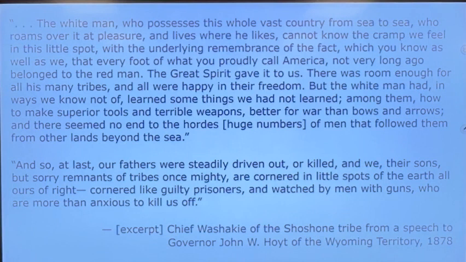The Great Spirit gave it to us. There is room enough for all his many tribes, and all were happy in their freedom. But the white man had, in ways we know not of, learned some things we had not learned. Among them, how to make superior tools and terrible weapons, better for war than bows and arrows, and there seemed no end to the hordes or the huge numbers of men that followed them from other lands beyond the sea." All right, that's a lot.